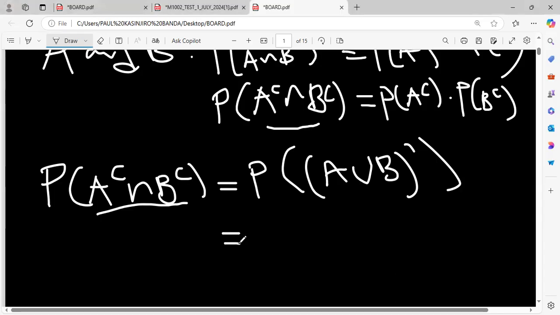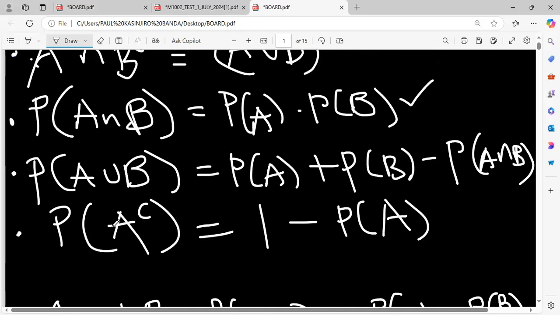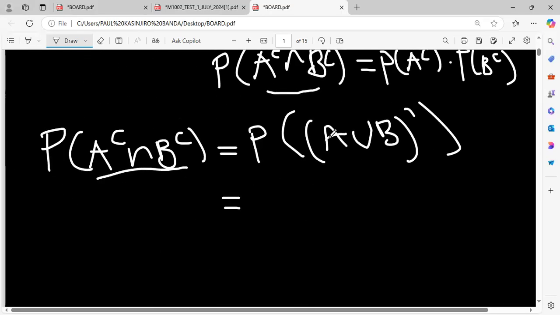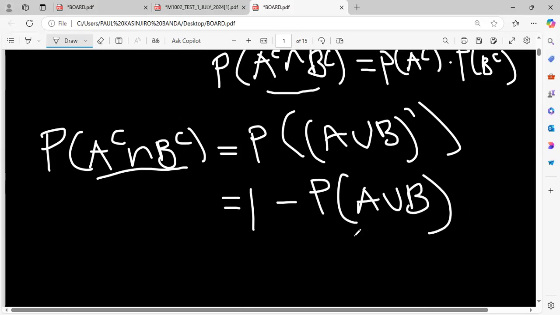And then this is going to be equal to, from here we're going to use the complement rule. Always remember, if I find the probability of the complement of an event, it's the same as 1 minus the probability of that event. So here, since we have the probability of A union B complement, it's going to be the same as 1 minus the probability of A union B. You can see that the complement has disappeared now.